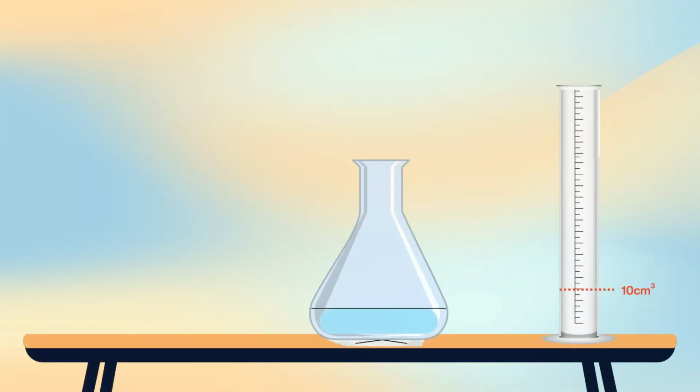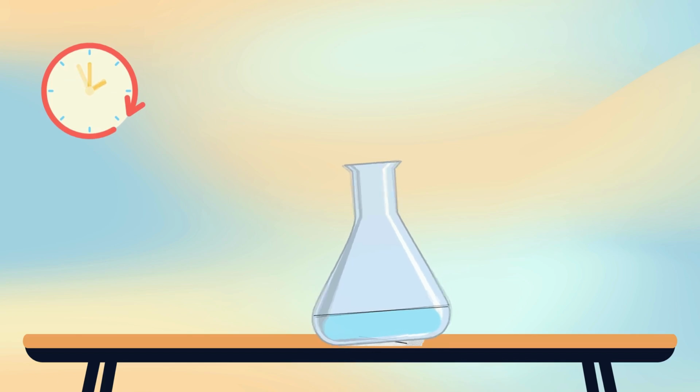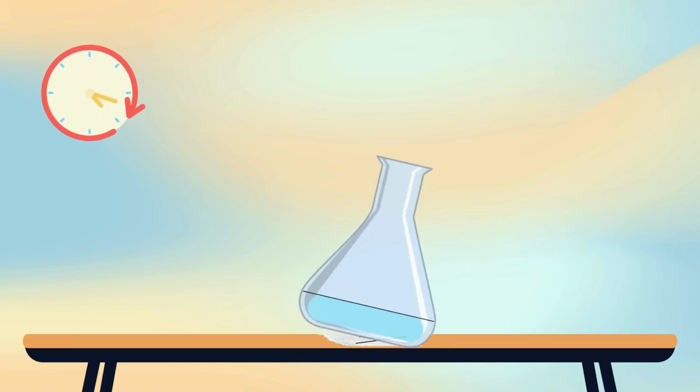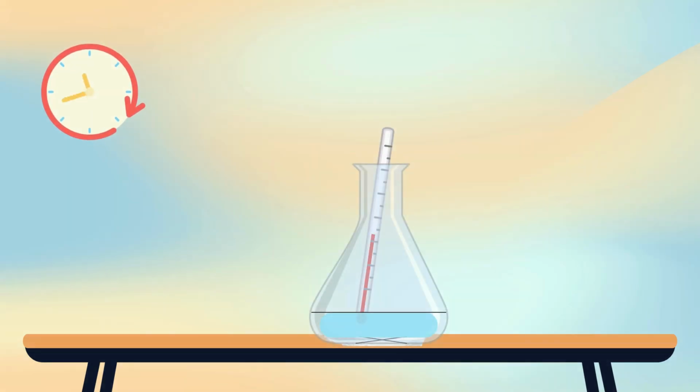Now, grab another measuring cylinder and measure out 10 centimeters cubed of dilute hydrochloric acid. Pour this acid into the conical flask with the sodium thiosulfate. As soon as you add the acid, swirl the flask gently to mix the contents thoroughly. At this moment, start your stopwatch to track the time. While the reaction is taking place, measure and record the temperature of the mixture using a thermometer.